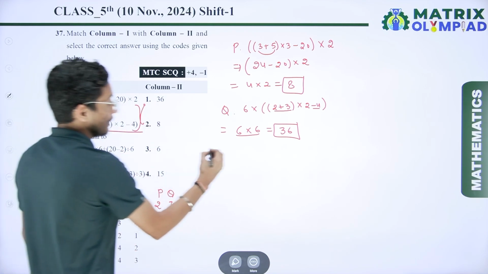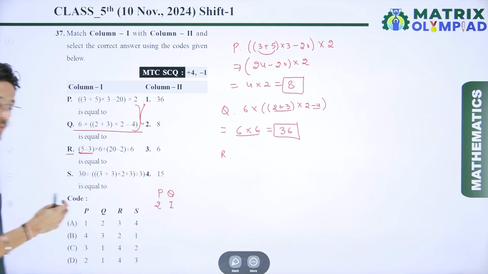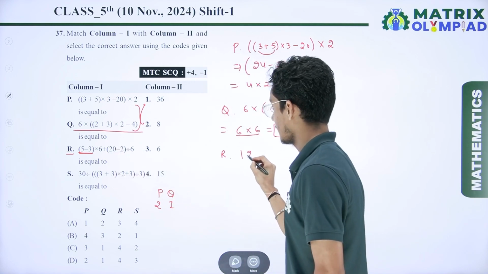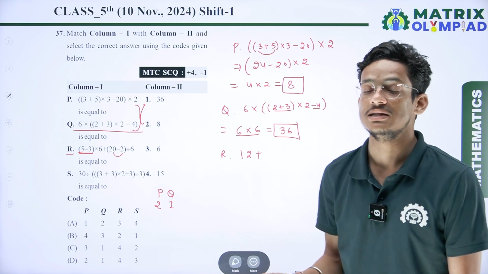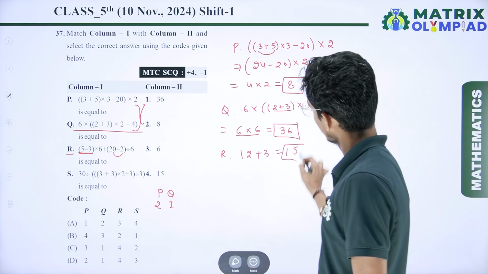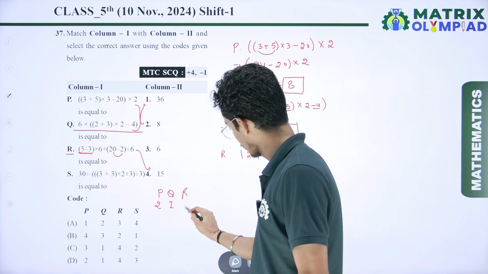If I talk about R, we have 5 minus 3. So 5 minus 3 is 2, and 2 multiplied by 6 is 12. So I can write 12 plus, if I subtract here, I get 18, and 18 divided by 6 is 3. So 12 plus 3 is 15. So the value of R is equal to 15. So I can say that R is connected to 4.